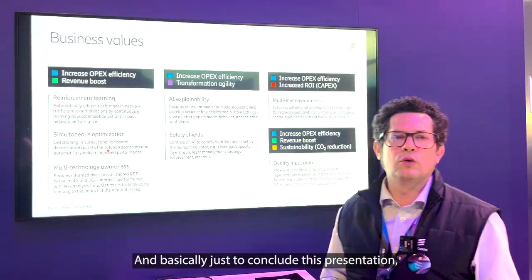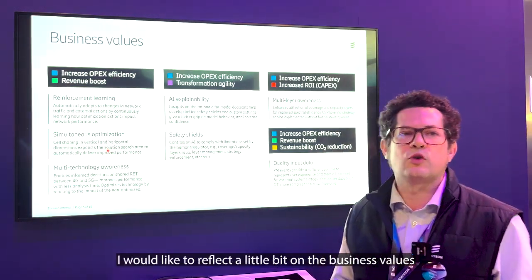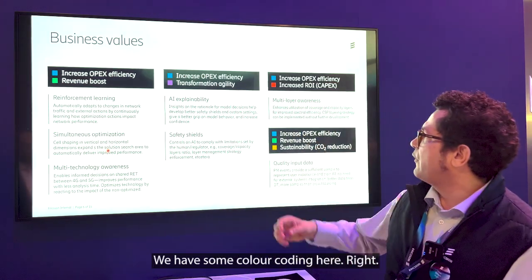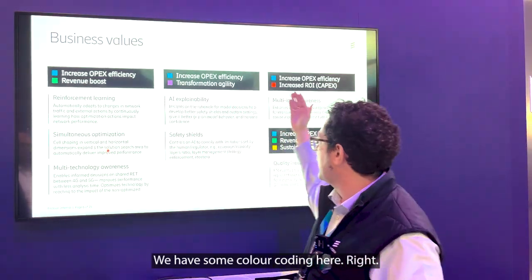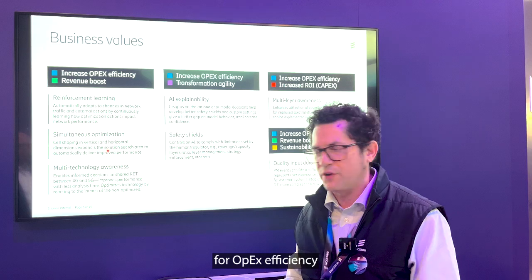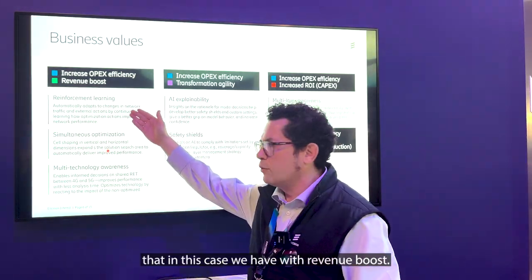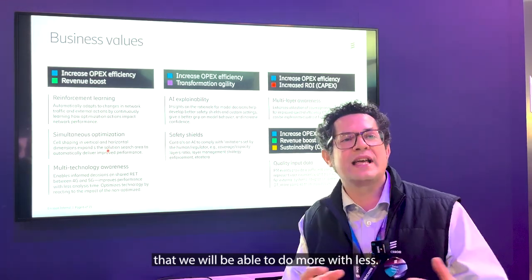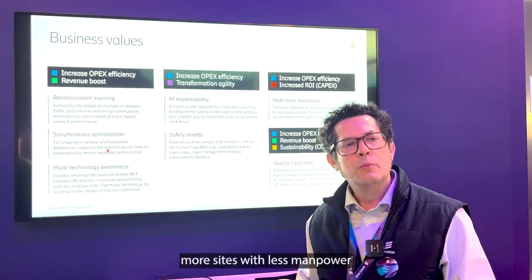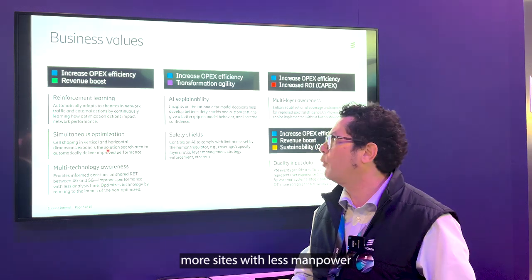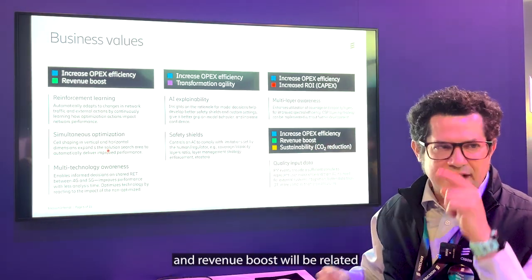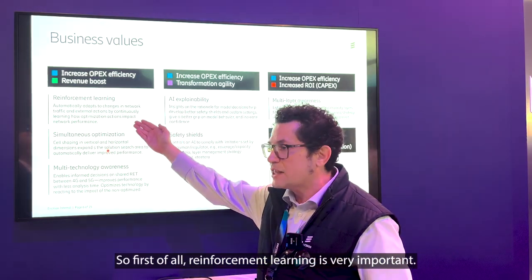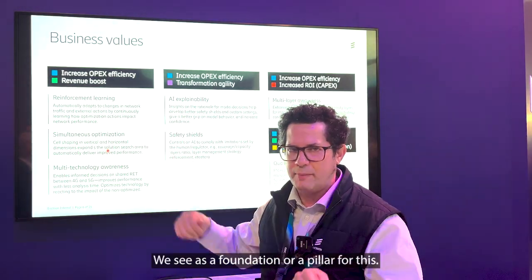And basically, just to conclude this presentation, we would like to reflect a little bit on the business values that we see in this area, right? We have some color coding here. The blue will be basically for OpEx efficiency, which in this case we have together with revenue boost. Operational efficiency means that we will be able to do more with less. We can deliver more activities, more sites with less manpower. And revenue boost will be related to the performance improvement that we can obtain in the network. So first of all, reinforcement learning is very important. We see it as a foundation or a pillar for this.